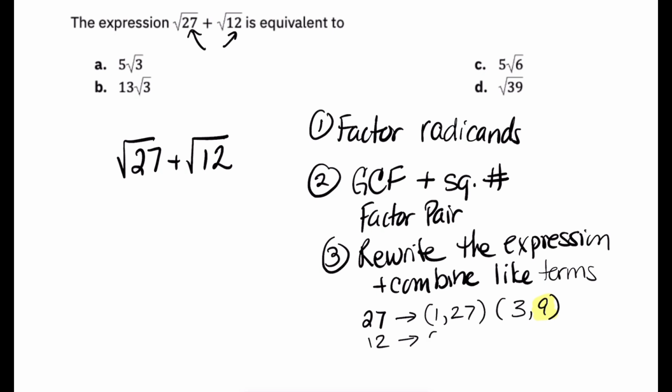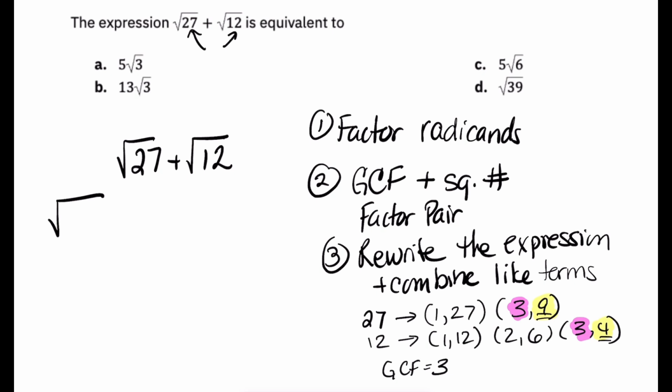So for 12, I have 1 times 12. I can do 2 times 6, or I can do 3 times 4. And 4 is a square number, so that works, and I have my GCF. So that's really what I want. So my greatest common factor is 3, and the other factors are square numbers, which means I can actually take them out of the radicand.